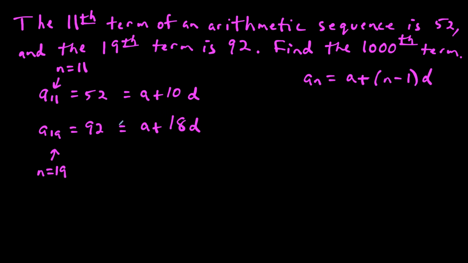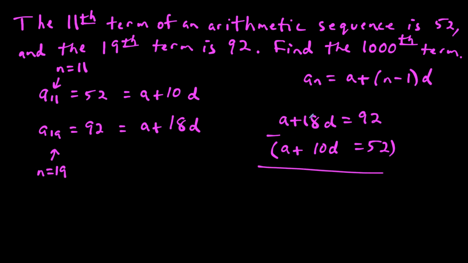But now what I want to do here is I want to write these as separate equations. I'm going to say a plus 18d equals 92, and I'm going to say a plus 10d is equal to 52. And this is a system of equations, and I'm just going to subtract the bottom equation from the top equation. a minus a is just going to cancel out, and then 18d minus 10d is equal to 8d, and then I just do 92 minus 52, which is going to be equal to 40. So that tells us if we divide by 8, that the common difference is equal to 5.